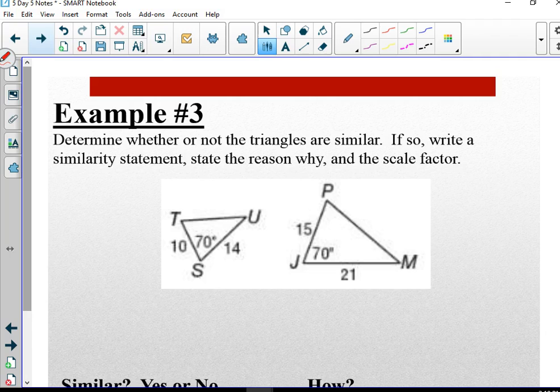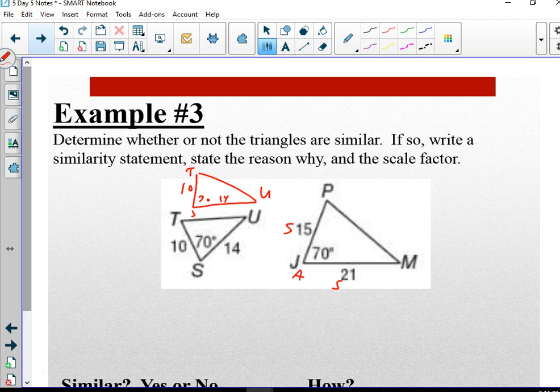Example 3. Again, I'm going to rotate this a little bit. It's pretty much lined up, but I'm just going to straighten it out a little bit. Here's my S, here's my T, here's my U. And ST is 10, and this is 14. So I definitely have the setup for SAS. I just have to confirm proportionality, because I do have the angle. The included angle is congruent.